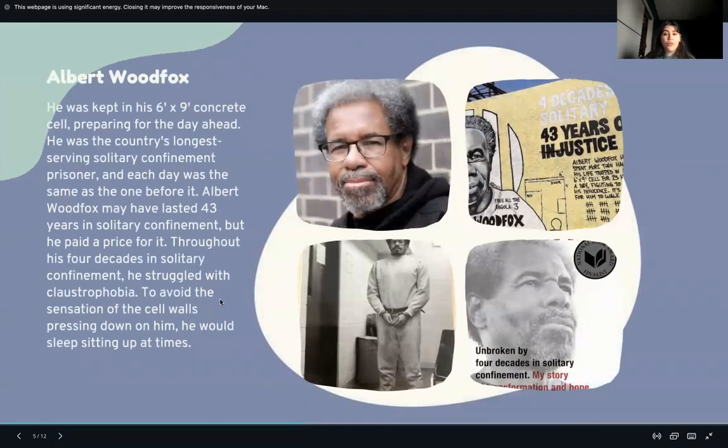Okay, so a perfect example of the effects of solitary confinement is Albert Woodfox, a former Black Panther in Angola, Louisiana. He was falsely convicted for murder many years ago and was released 44 years later, having spent all 44 years in solitary confinement. On the bottom left, you can see him as a young man in prison right next to his cell. Throughout his 44 years, he was placed in solitary confinement and is the longest serving solitary confinement prisoner in the United States.